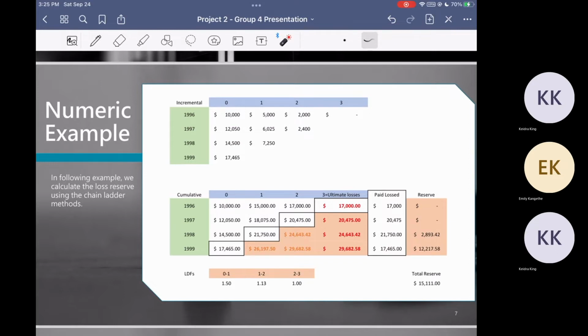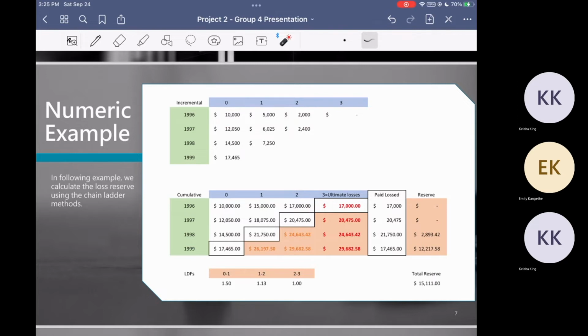So we can find our loss development factors as 1.5 for 0 to 1, 1.13 from 1 to 2, and 1 for 2 to 3. And all of these are the years past these years over here. Like I said before, for cumulative, we're adding each year up here. So 10,000 to start. Then we're going to add 5,000, so we get 15,000. And then we're going to add 2,000 and we'll get $17,000.